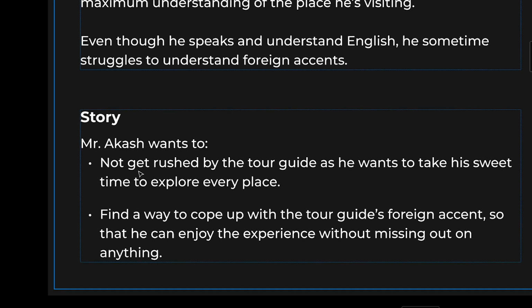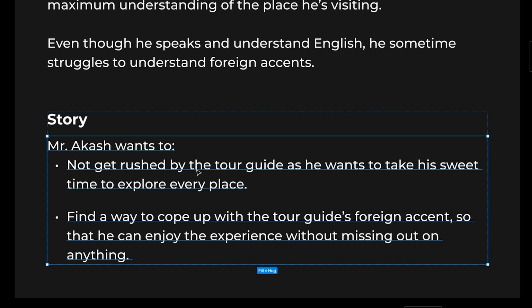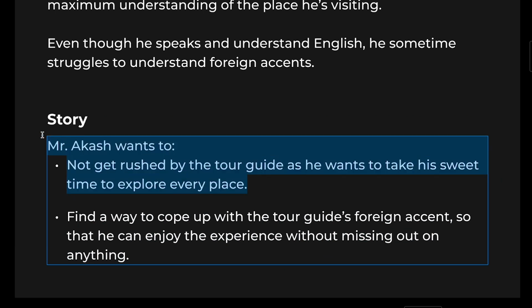Mr. Akash does not want to get rushed by the tour guide, as he wants to take his sweet time to explore every place. Now, although this is correct, this is not framed in the right way. Because when you say wants to not get rushed, you're just playing around with English words. You're not framing the user's story correctly. Even though grammatically this is correct, but this is not the right way to say, right?